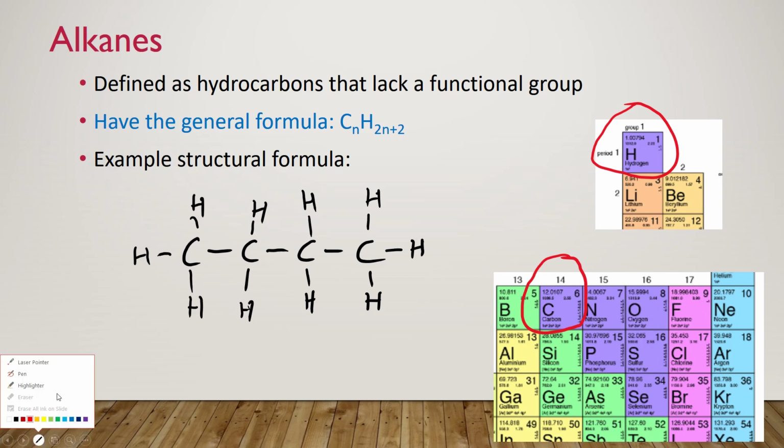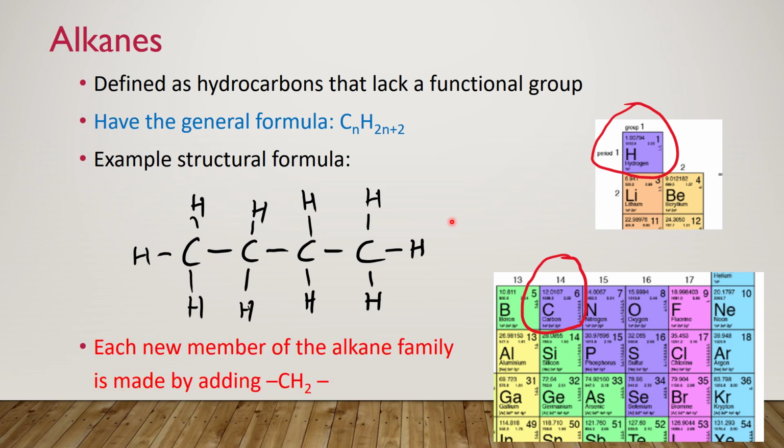So you can see that carbon is group 4, so it needs 4 bonds to satisfy its octet, its valence shell, whereas hydrogen, being group 1 with a single electron, only needs 1 bond to satisfy its shell. So that's why we have each carbon having 4 bonds and each hydrogen only having 1.